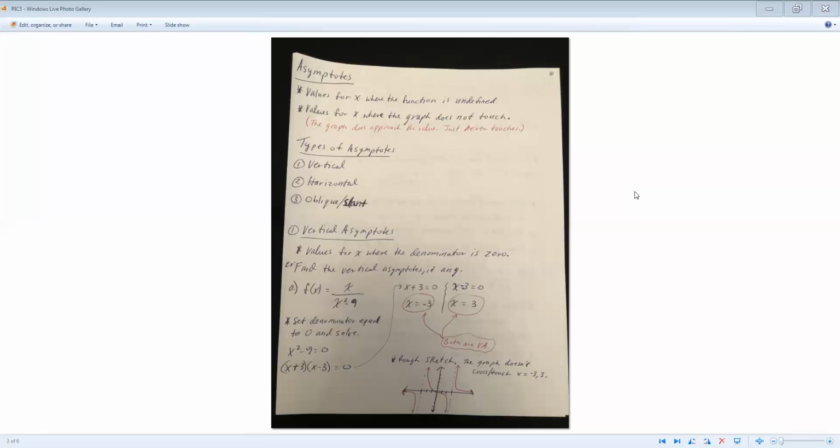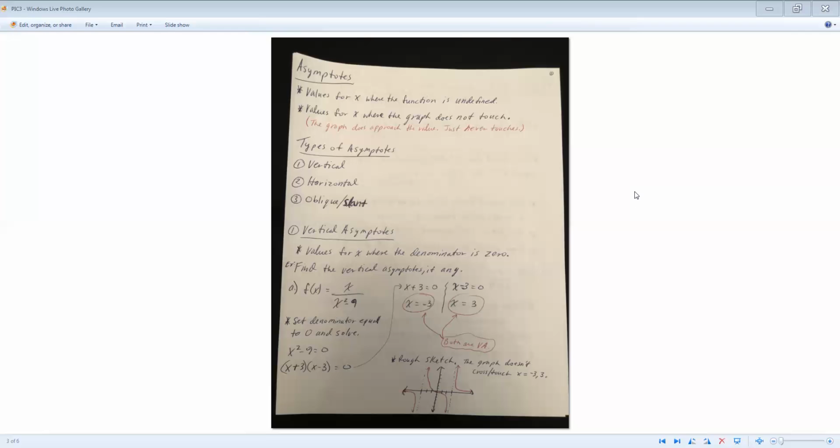So if we want to find the vertical asymptote of f of x equal to x over x squared minus 9, what I would do first is set x squared minus 9 equal to 0. I decided to solve by factoring using the difference of squares. X squared minus 9 is equal to x plus 3 times x minus 3. Now set each piece equal to 0. X plus 3 equal to 0 will give you x equal to negative 3. X minus 3 equal to 0 will give you x equal to 3. Both of those are vertical asymptotes.